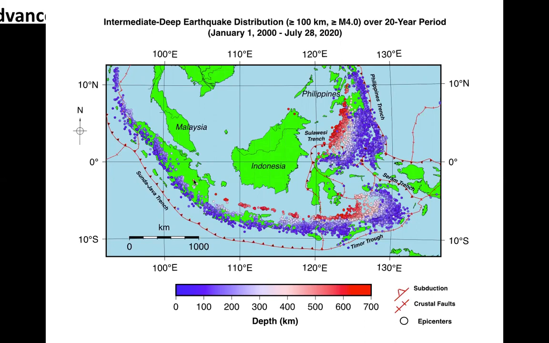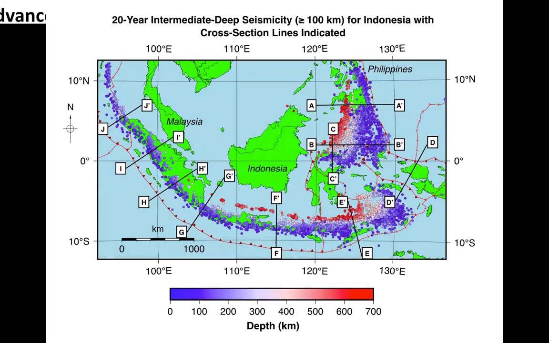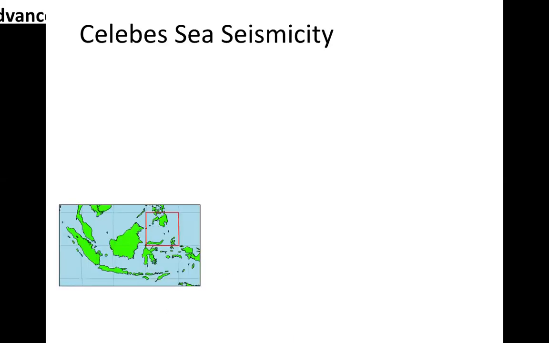So in order to get an idea of the geometry of these subducting slabs, we can plot cross sections. We'll go through each one of these cross sections one by one. We'll typically split it up by region, introduce each region, and then we'll go from there. So let's first start in the Celebes Sea region with cross sections A prime and B prime.